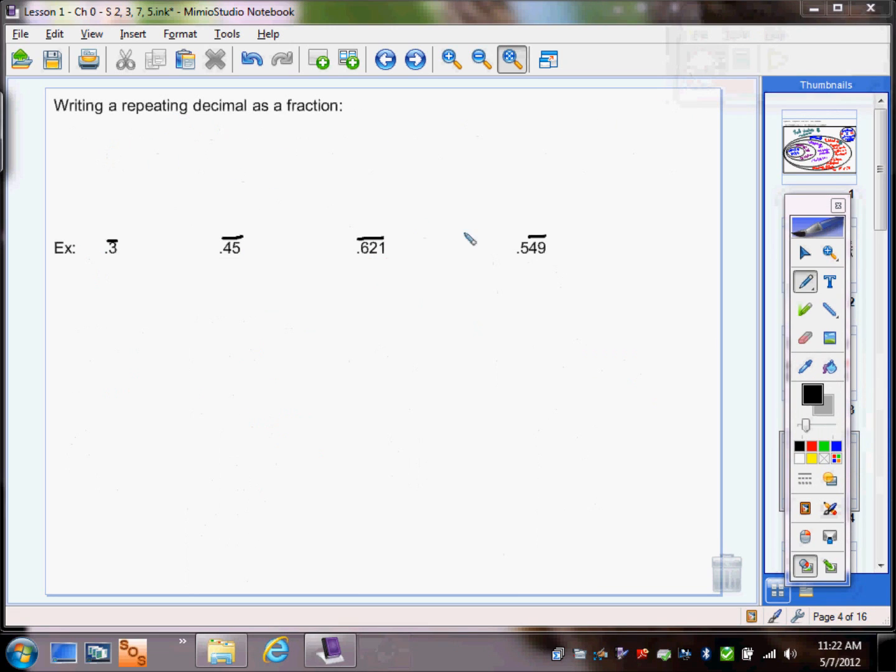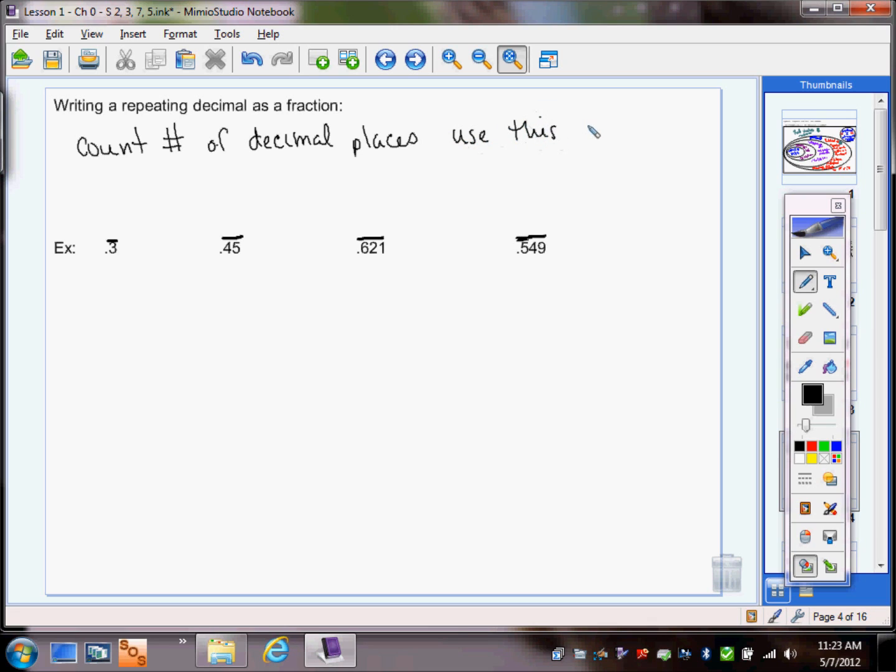Okay, when you write a repeating, oh, by the way, this line is supposed to be over that 5 also, so if you'll extend it out. If you'll write a repeating decimal as a fraction, you're going to count the number of decimal places again. And instead of zeros, we're going to use 9s now. And there won't be a 1. And then we have to simplify or reduce.